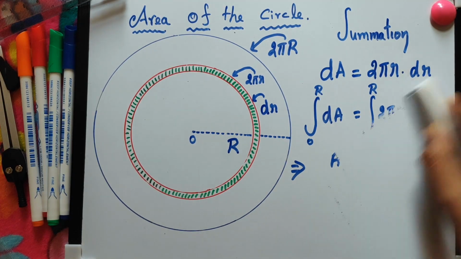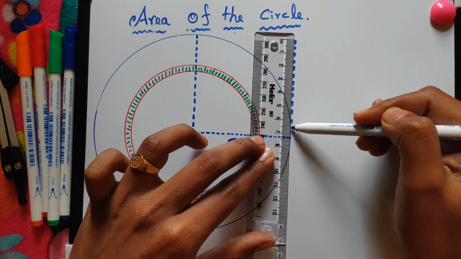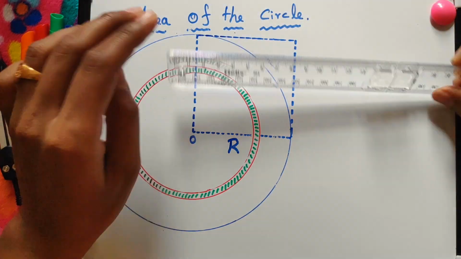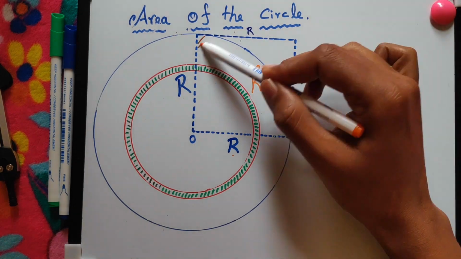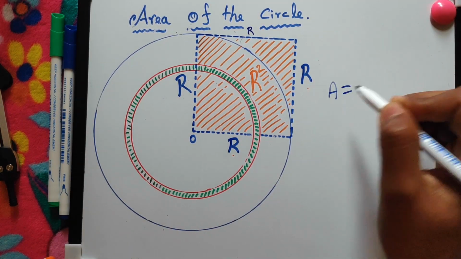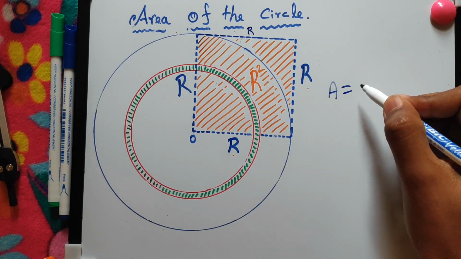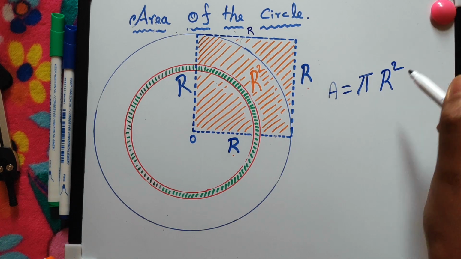Now we are going to visualize another awesome property, I would say. Let's draw a square using the radius r as the side of the square. So we got the area. If you multiply that one by pi, you will get the area of the circle.